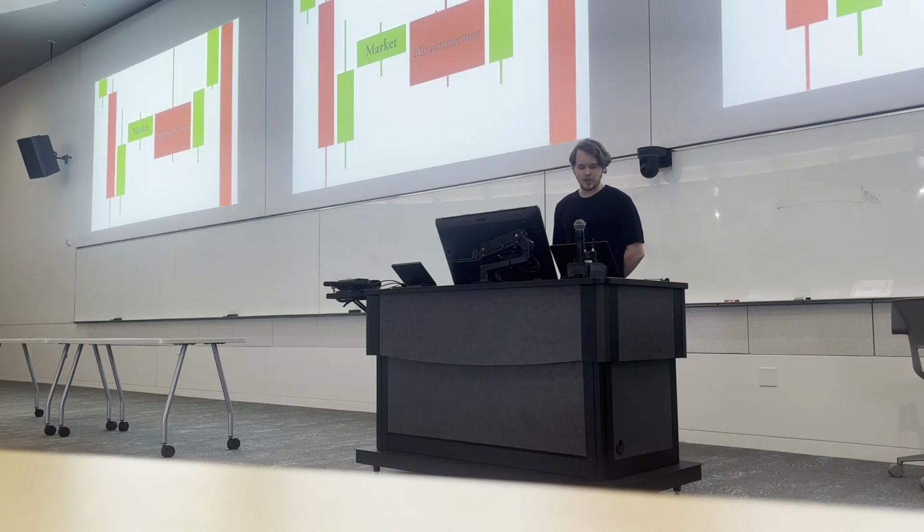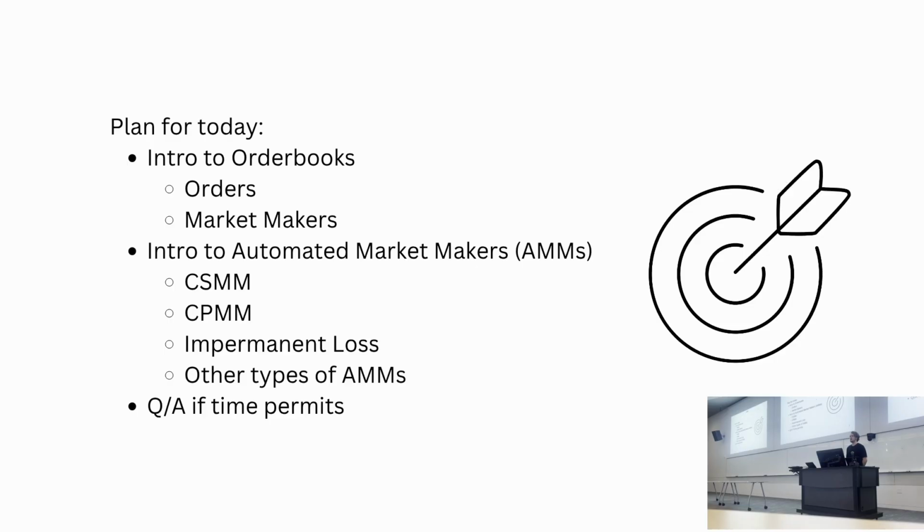So first of all, let's briefly cover the plan for today. We're going to primarily talk about two mechanisms today: the order book, and the automated market maker. Both of those mechanisms are a way to create an exchange. And just to start the class, can somebody tell me in very basic terms what an exchange is?